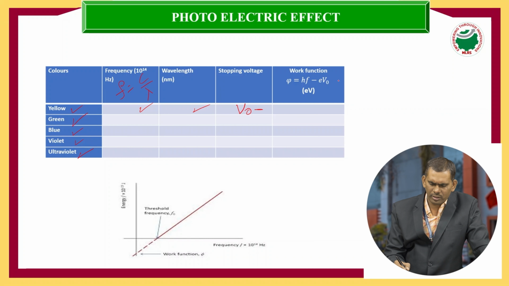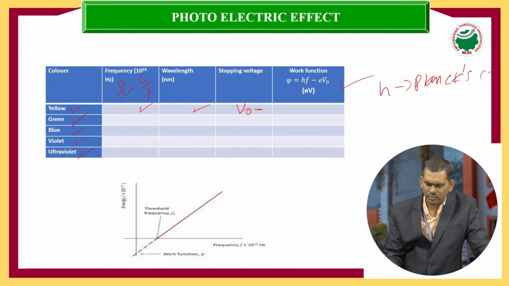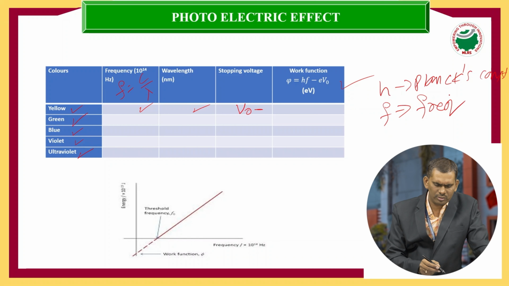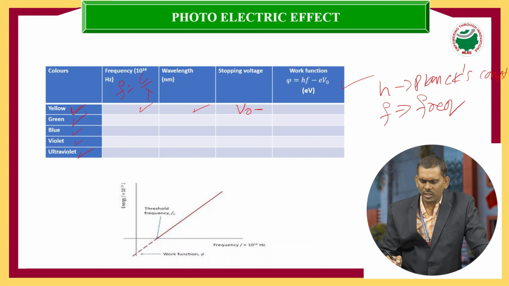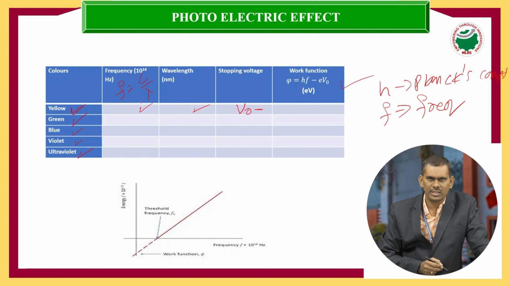Finally, coming to our final calculation, the work function. Work function psi equals hf minus eV naught. In this formula, h is Planck's constant, and that value you can substitute there. Next, f is the frequency. Which color's work function are we calculating now? We are calculating the yellow color work function. So the yellow color frequency, whatever you calculated by the c by lambda formula, that f value you need to substitute in the work function formula.